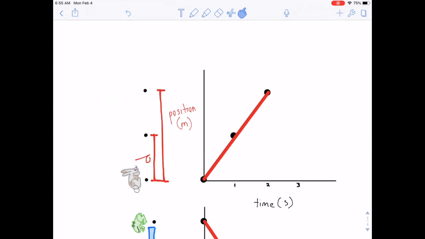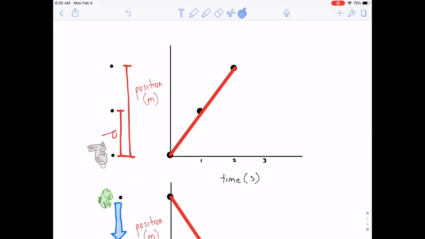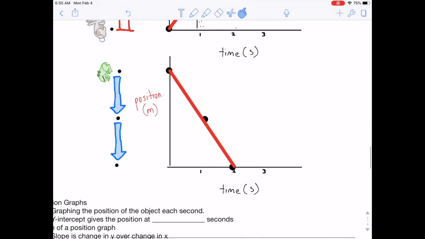Now, looking at another graph, let's scroll down a little bit more. Same deal here. We've got this hare. At 1 second, you can see that this hare has traveled this distance, d. At 2 seconds, this hare has traveled this much greater distance. So you can see that, oh my gosh, which slope is steeper? Well, we'll look at that in a second.